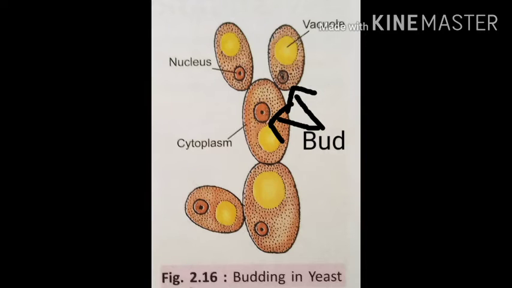Fungi produce a great number of tiny dust-like cells called spores, and these spores are released into the air. When they land on a suitable place, they grow into new hyphae.